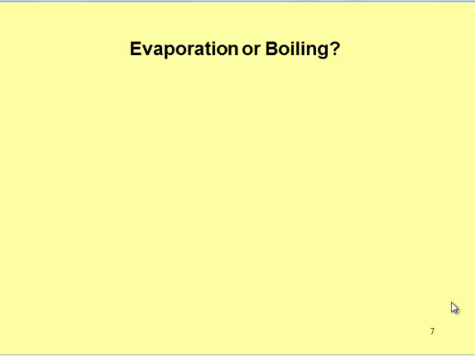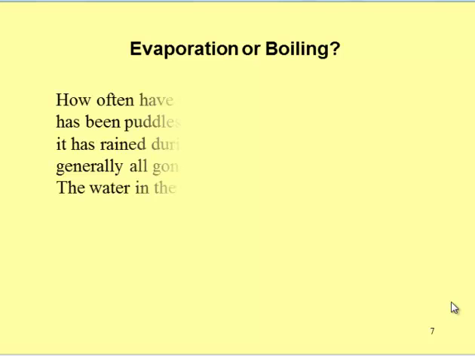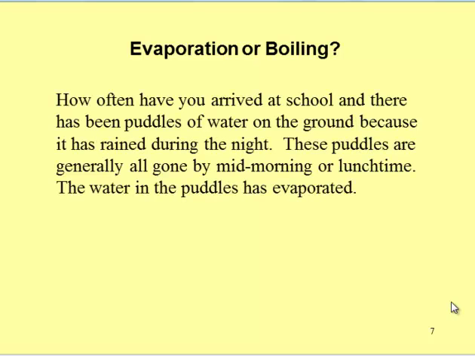Now, I mentioned there's a distinction between evaporation and boiling. So let's just set up a picture in our head of arriving at school and there's a puddle of water on the ground because it's rained. Now, when you come back out of school again, these puddles are generally gone. The water in the puddle has evaporated. It certainly hasn't boiled. You'd be well aware if the temperature of your playground had gone above the boiling point of water. So let's make this distinction and explain why these two things are different.